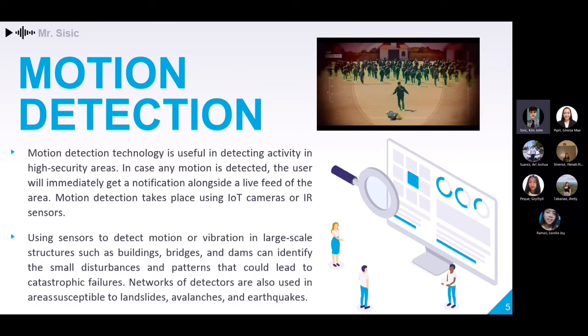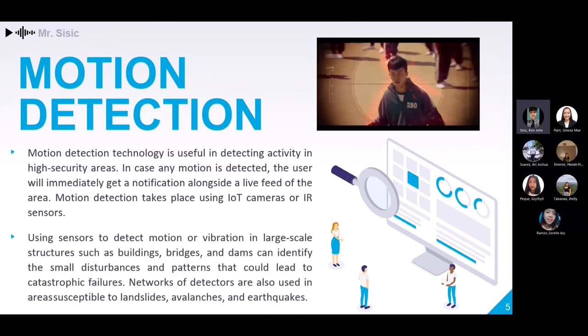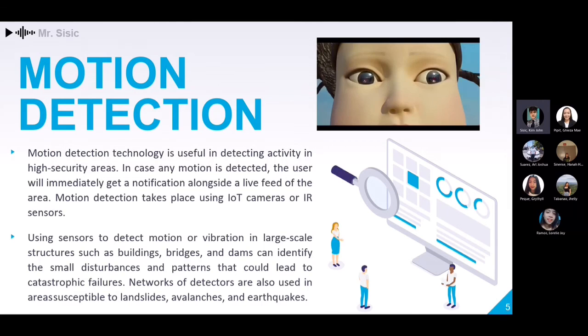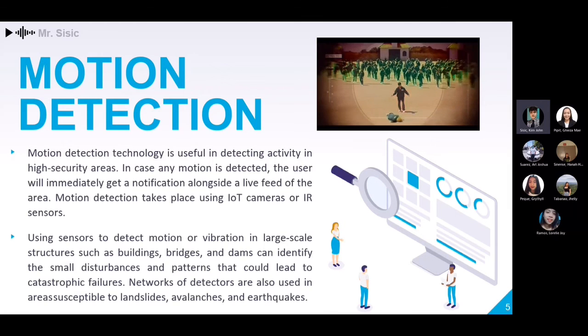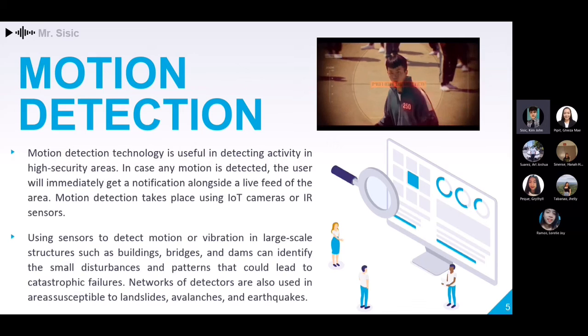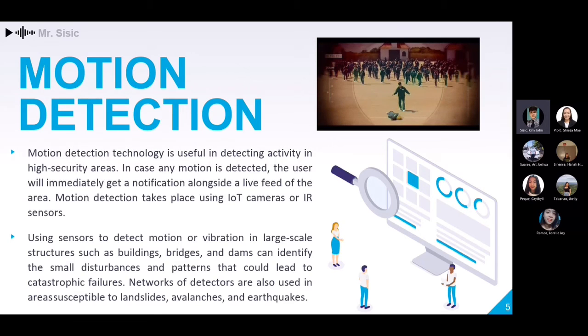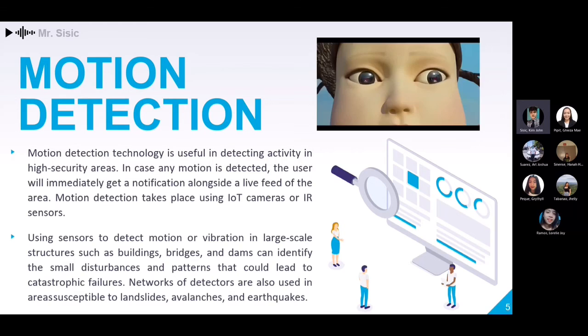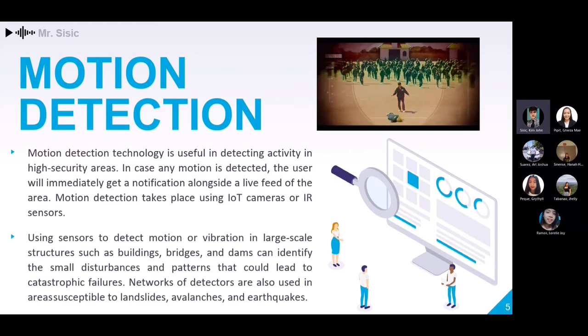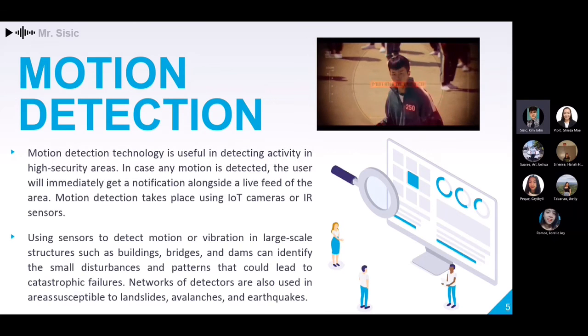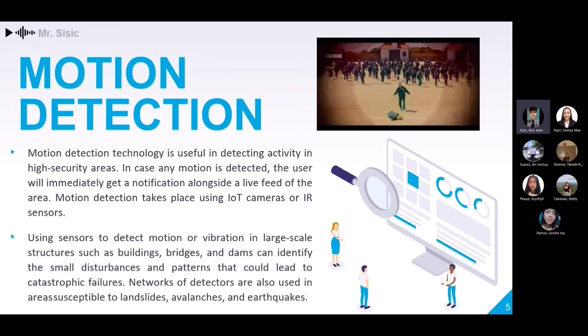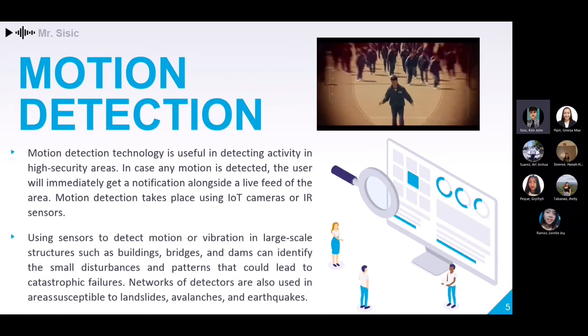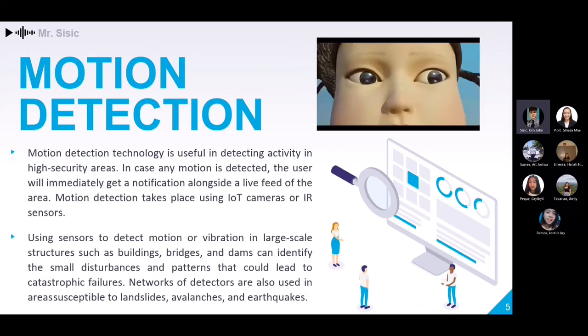Using sensors to detect motion or vibration in large-scale structures such as buildings, bridges, and dams can identify the small disturbances and patterns that could lead to catastrophic failures. Networks of detectors are also used in areas susceptible to landslides, avalanches, and earthquakes. So in motion detection, the main equipment or device is the sensors.